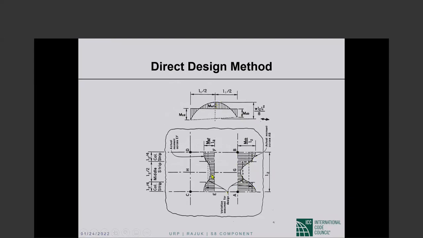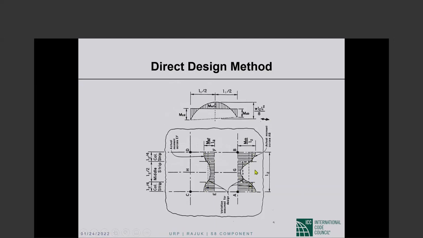Similarly, this positive moment is for the entire panel width. But across the panel width, the positive moment is not uniform. It varies as shown in the picture. So instead of taking this complicated variation for design, we go for a simplified variation like this, the stepwise variation. For the support section as well as the span section, we take a stepwise variation.